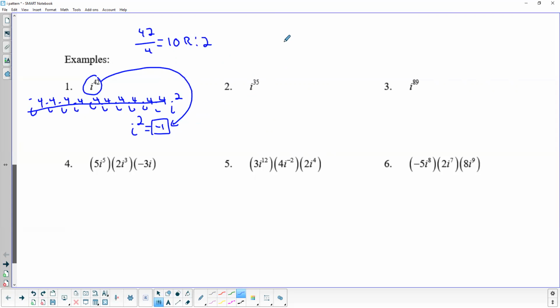So let's try 35. 35 divided by 4 goes in 8 times, and the remainder would be 3. So you would end up having i to the fourth 8 times. At the very end, you would have i to the third power, the third coming from the remainder. And we already decided up top that i to the third is -i.